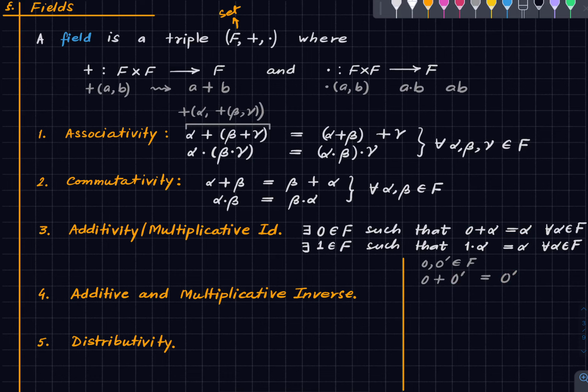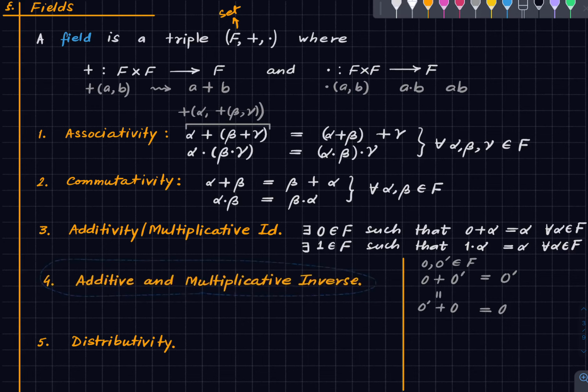But by commutativity, this is also the same as 0 prime plus 0. Now think of 0 prime as the additive identity and 0 as just some element of the field. So this must be 0. And that's it. That shows that 0 prime must be equal to 0, because these three things are equal. Similarly, you can argue that the multiplicative identity is also unique. So it makes sense to say the multiplicative identity or the additive identity. Okay? Fine.